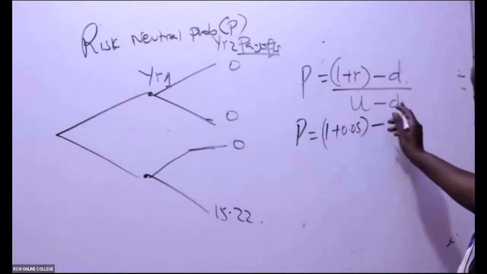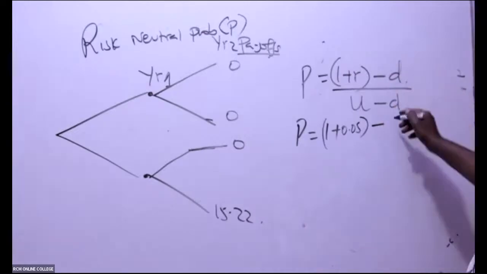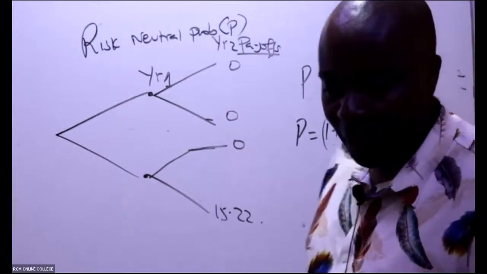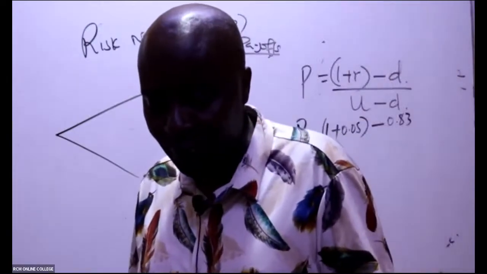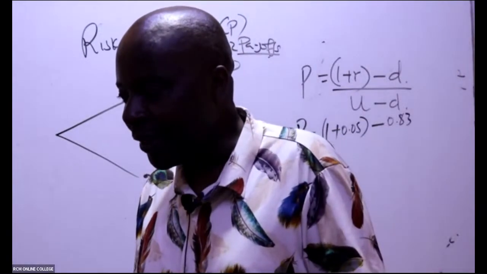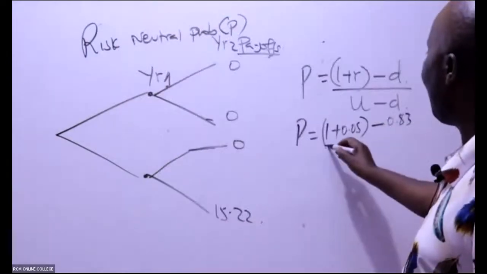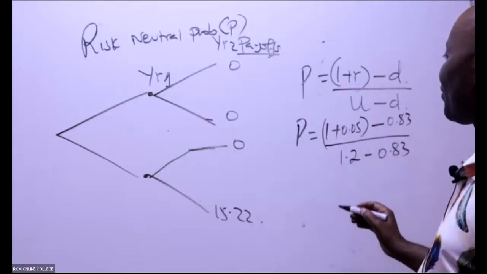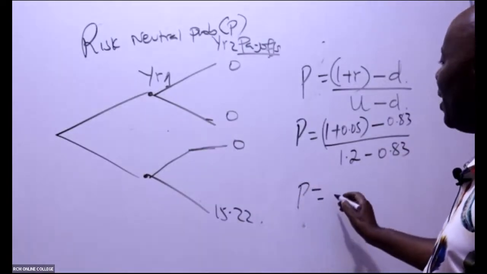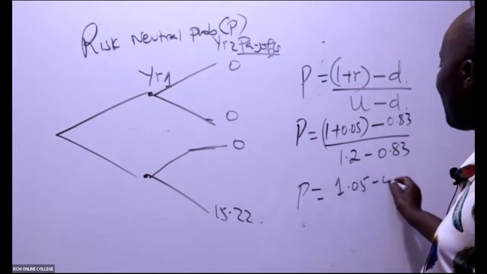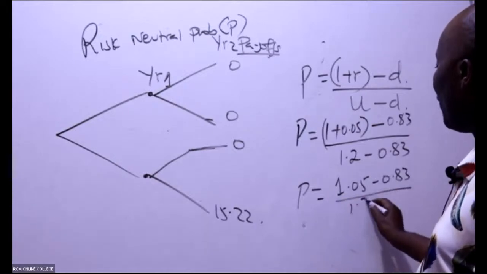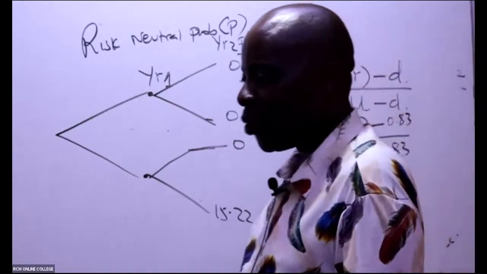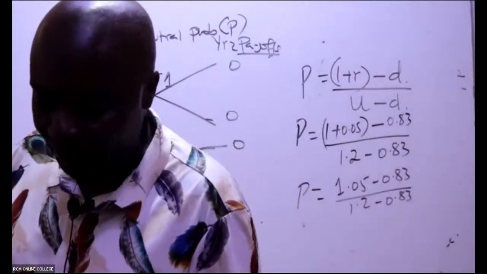Are you able to remember the downstroke? Downstroke was 0.83, isn't it? And the up was 1.2 minus this down, 0.83. So this risk-neutral probability will be 1.05 minus 0.83, all over 1.2 minus 0.83. So at the end of the day, who is able to give me this answer?